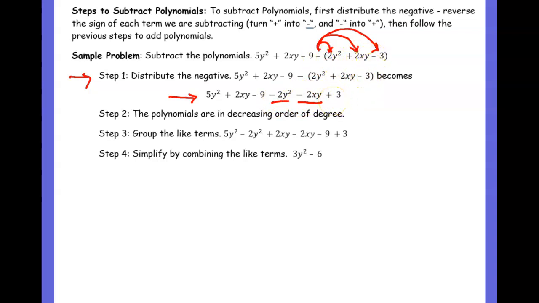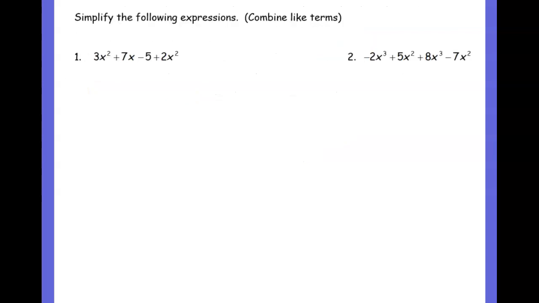So the polynomials are in decreasing order of degree, so we're going to group our like terms here. So 5y squared minus 2y squared, we've got our 2xy minus 2xy, and then we've got our negative 9 plus 3. So what happens here is 5y squared minus 2y squared is 3y squared. But the 2xy minus 2xy, they cancel out, and then we're left with a negative 9 plus 3, which is a negative 6. All right, so I'm going to do a few of these examples here.